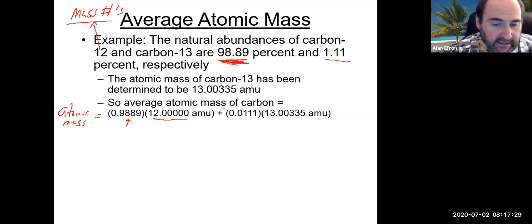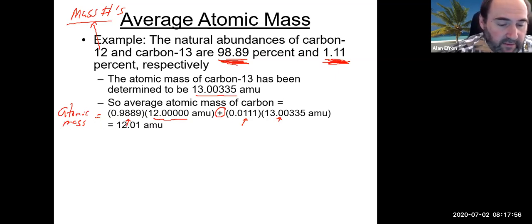Then we add it. And that's just the part that always messes people up. People always want to multiply these guys together, but you're actually just going to add. And then this is the percentage of the second isotope in this case, which was our 1.11%, again converted into a decimal, times the mass of that carbon 13 isotope, which is this number here. And if we do all that, that is how we get to our 12.01 that we see on the periodic table.